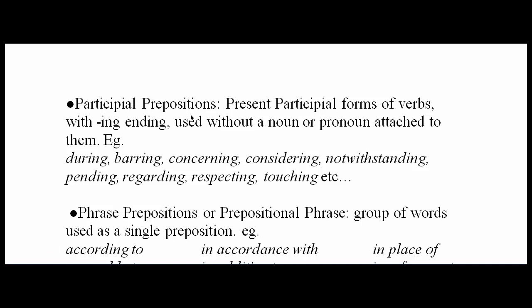Participle preposition. A participle is a word which is partly a verb and partly an adjective. It has the force of a verb and an adjective in a sentence. A kind of verb with an ing ending which acts like an adjective as well as a verb. That is what it means. The present participle form of verbs with ing ending used without a noun or a pronoun attached to them are called participle prepositions.